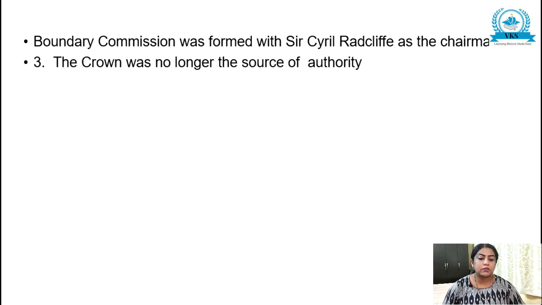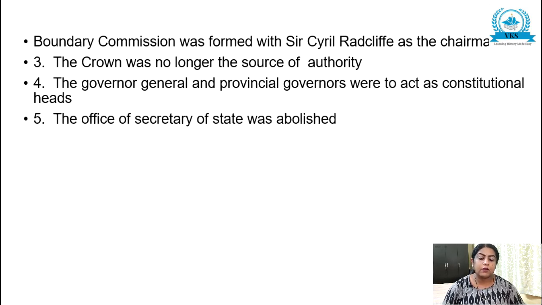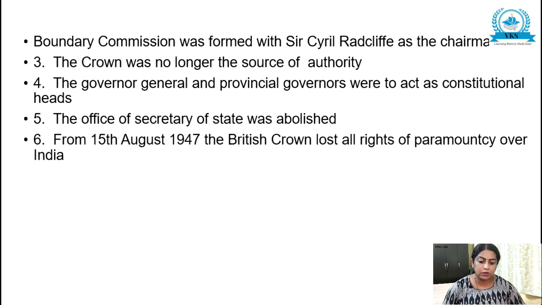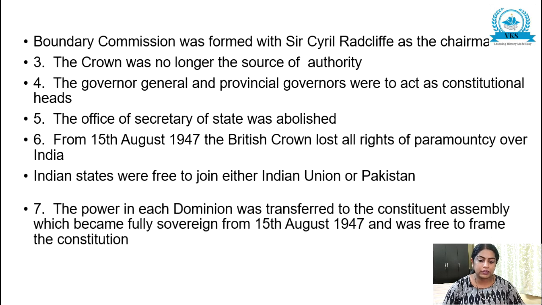The Crown was no longer the source of authority. The Governor-General and provincial governors were to act as constitutional heads. The office of Secretary of State was abolished. From 15th August 1947, the British Crown lost all rights of paramountcy over India. Indian states were free to join either the Indian Union or Pakistan.